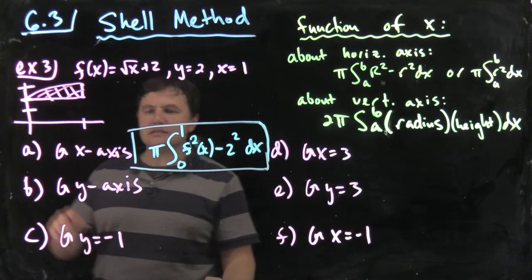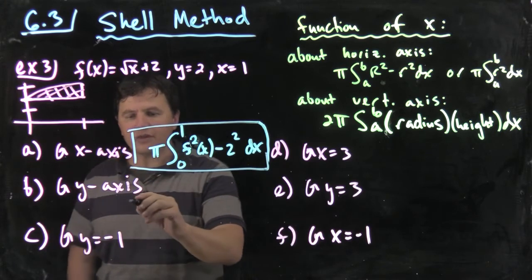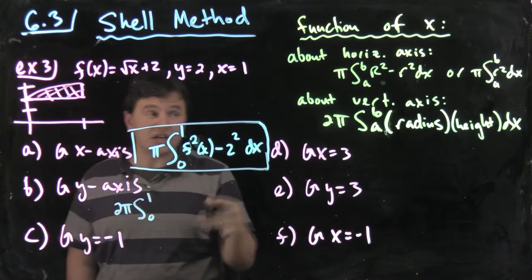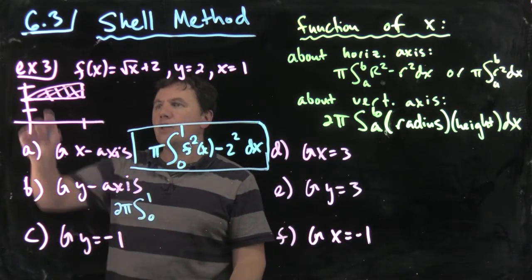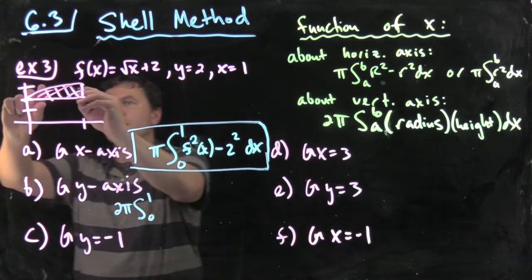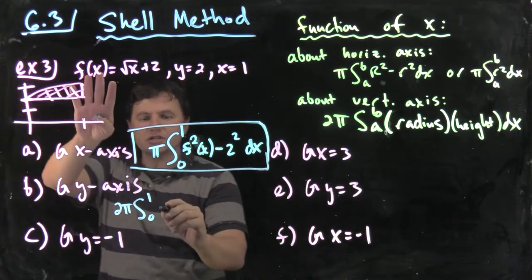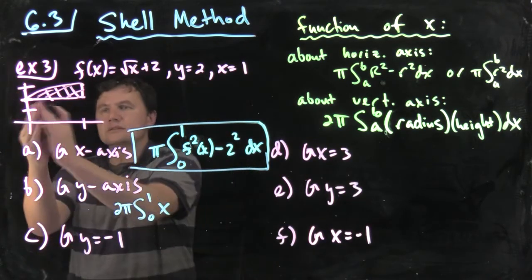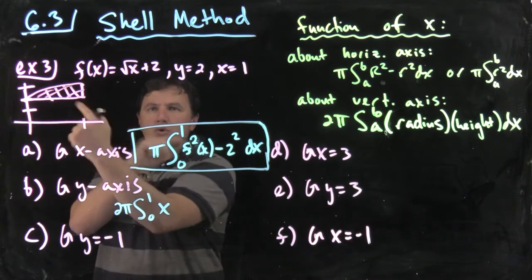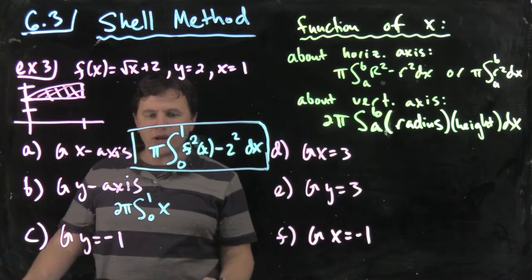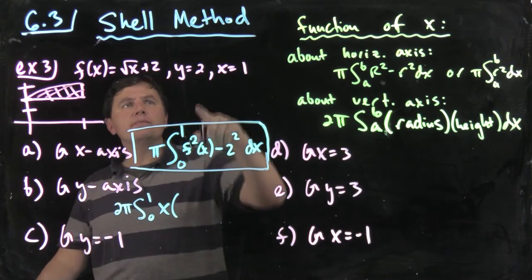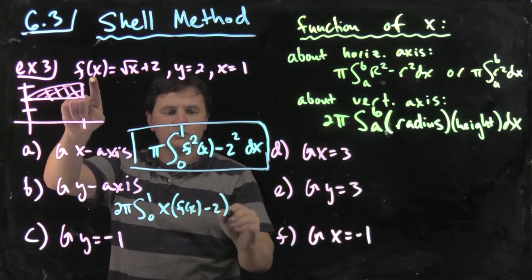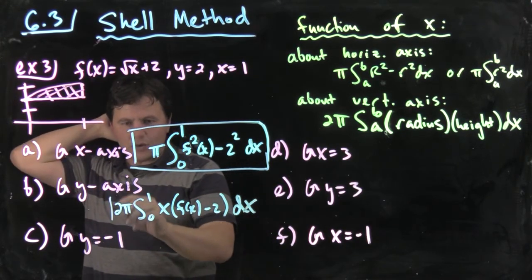Okay, so the y-axis, this is going to be a vertical line, so that's going to be our shell method. So that's going to be 2 pi, 0 to 1. Notice the limits aren't changing. In fact, the limits don't change for any of these. Let's talk about our radius. What's the radius? The radius is going to be x. If our region's on the right and we're rotating around the y-axis, the radius is just going to be x. What's the height of that shell? It's going to be function above minus function below, so this will be f of x minus 2 dx. So that's the y-axis.